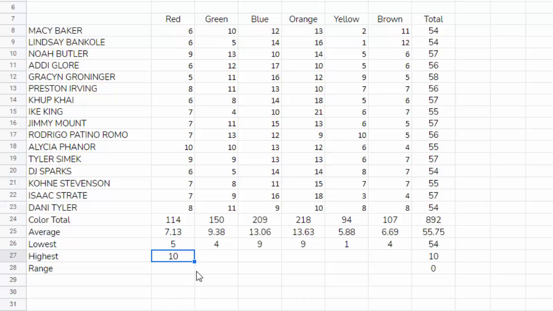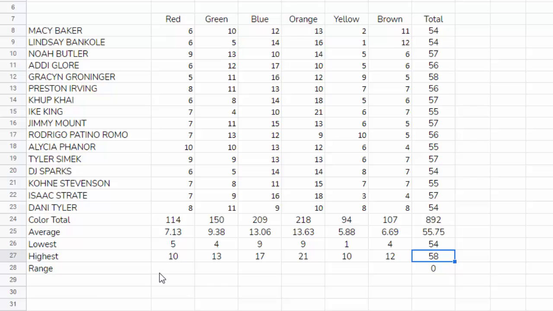So I'm going to go back to the number 10, and I'm going to click and drag all the way over to column H there. And again, it's confirming for us that the highest number in a bag of M&Ms was 58. And that was Grayson, we said, in fifth hour.